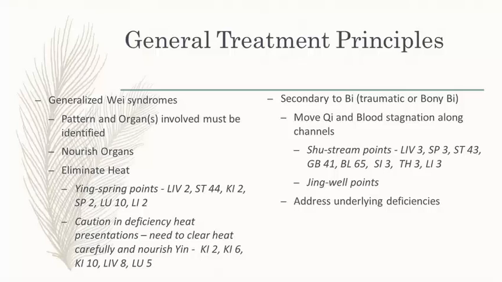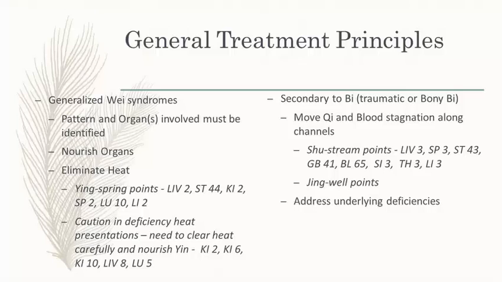If it is secondary to Bi syndrome, then obviously move qi and blood along the channels. Use your shu-stream points to invite the pathogenic factor to exit the body, to not progress deeper into the interior. Using your jing-well points as well helps invite the external pathogenic factor to leave, and using your He points to tonify and nourish those organs.